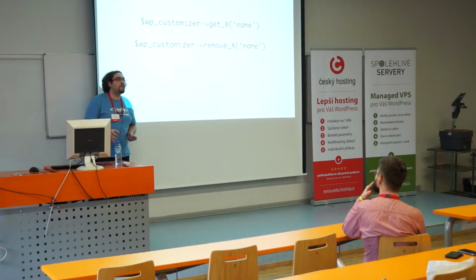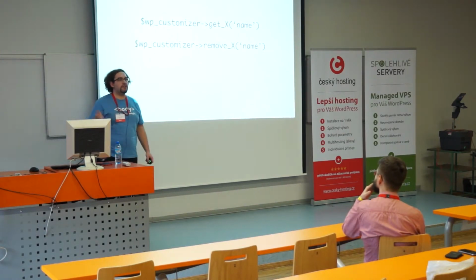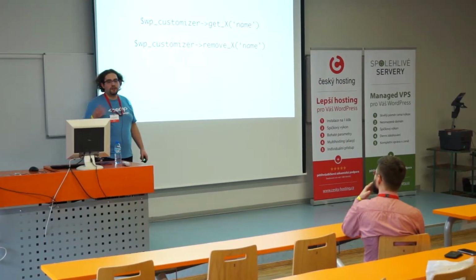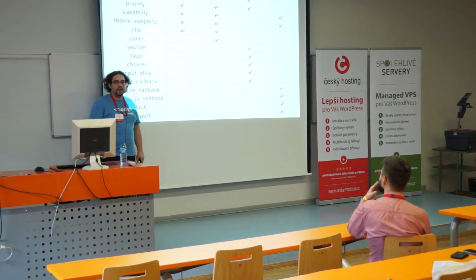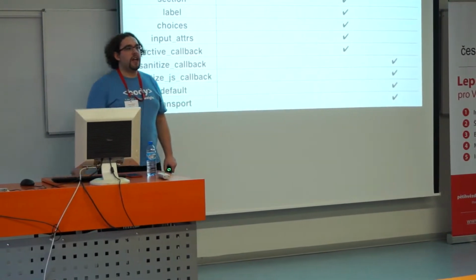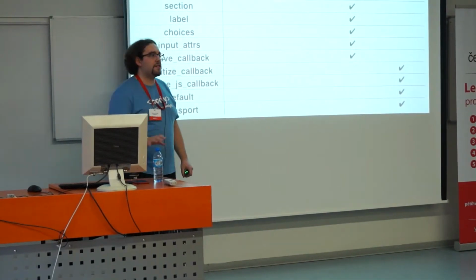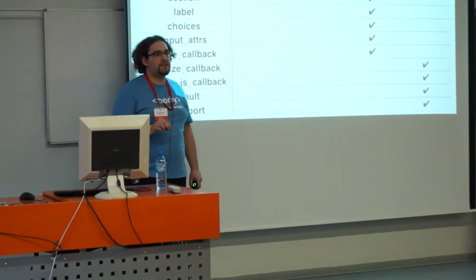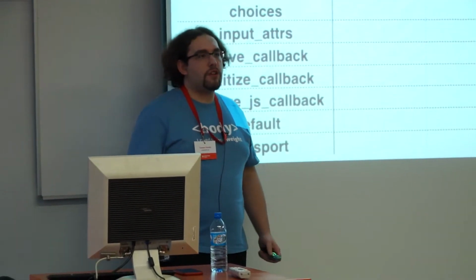And of course, we can remove elements with the removeX method, using the name provided in the first argument of the addX method for reference to other elements. This is a table with available params. Quite interesting is the fact that only one param is common for every element. It's a type param, and it is common for every element since the last version of WordPress, 4.1. Before, it was available only for the control and setting.